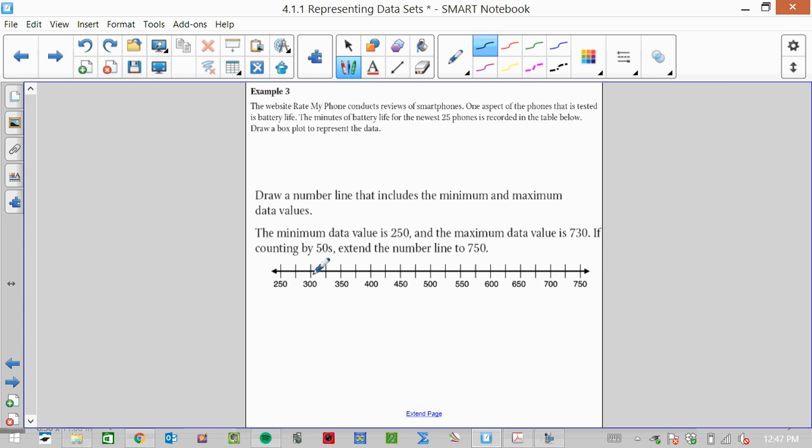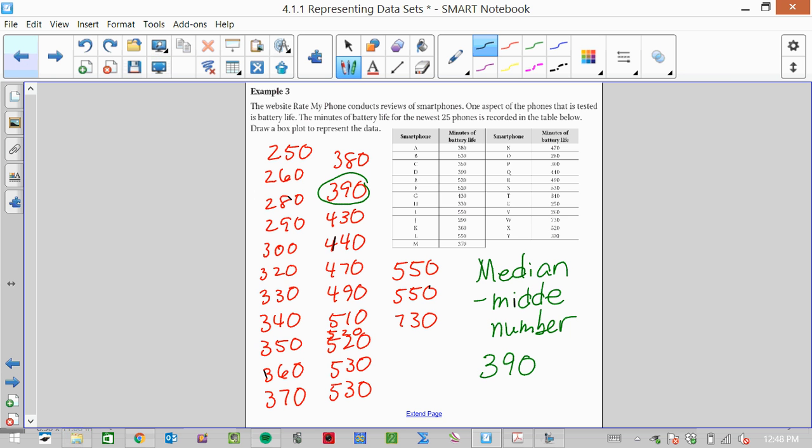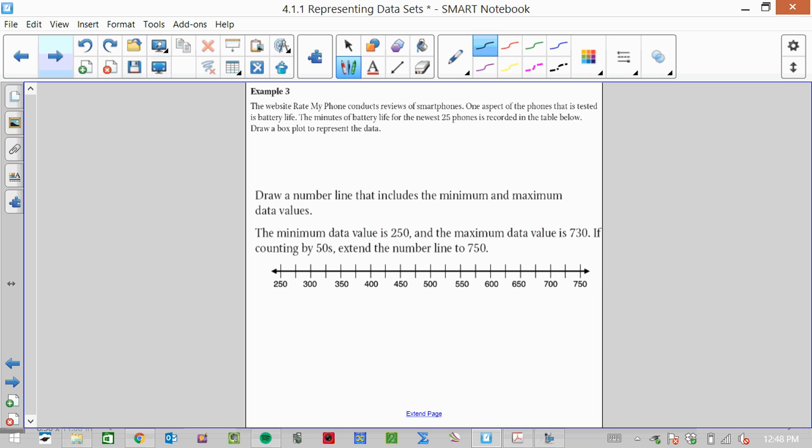When I looked at my data, my minimum value was 250. My maximum value was 730. So my number line is going to start at 250, and I've got it going up to 750. If we notice, each of these tick marks is numbered going up by 50, but each line would be going up by 25.